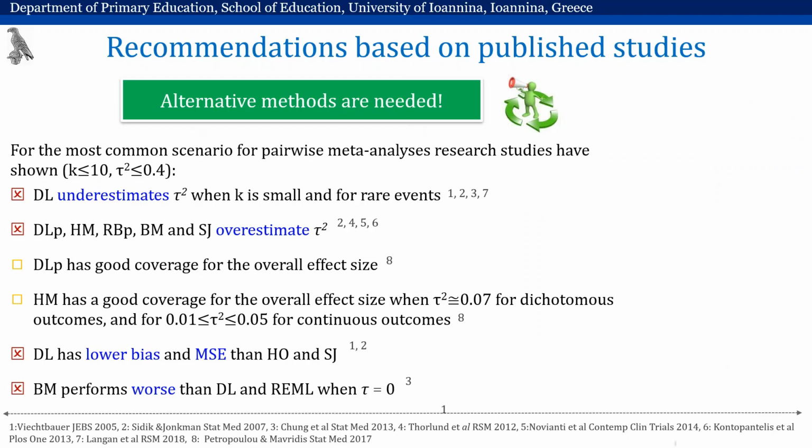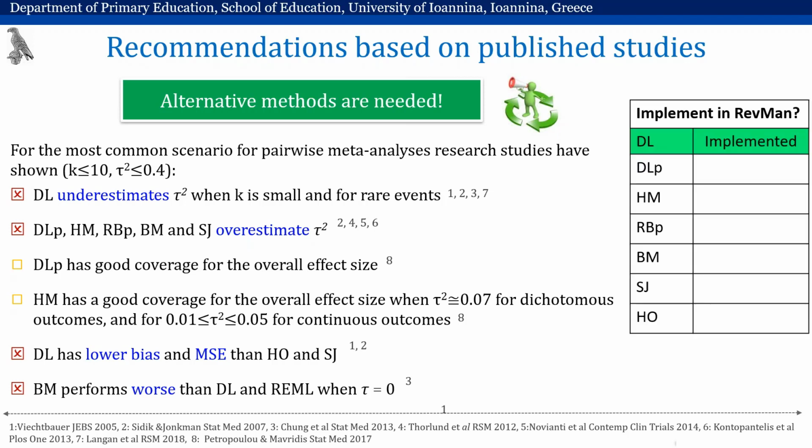In the most common meta-analytical scenario, simulations suggest that the DerSimonian and Laird underestimates heterogeneity, especially for rare events. Although the positive DerSimonian and Laird and Hartung-Makambi may have good coverage for the overall effect size, they can overestimate heterogeneity. Similarly, the positive Rukhin Bayes, the Bayes model, and the Sidik-Jonkman methods overestimate heterogeneity, but the Bayes model performs worse than the DerSimonian and Laird when we have zero heterogeneity, and the Hedges-Olkin and Sidik-Jonkman methods are less efficient and exhibit higher bias than the DerSimonian and Laird. So, should we implement any of these methods in RevMan? We would probably say no, taking into account these study results in the specific case.